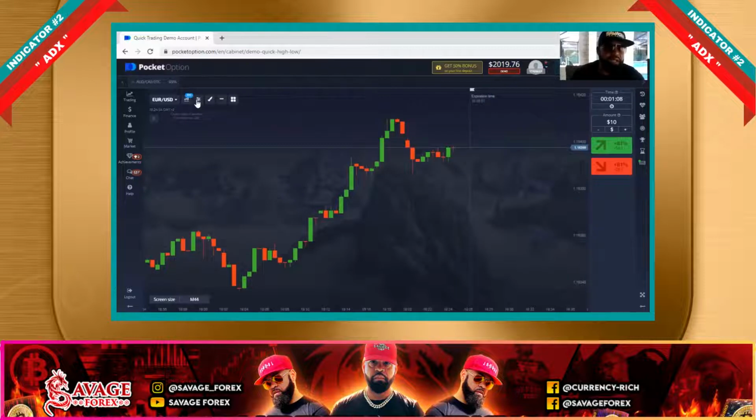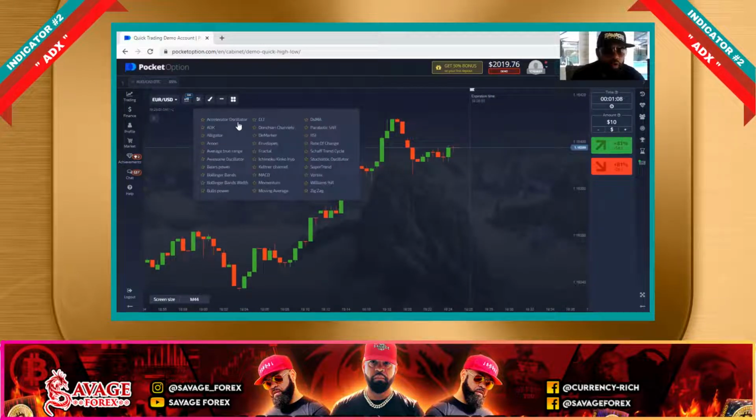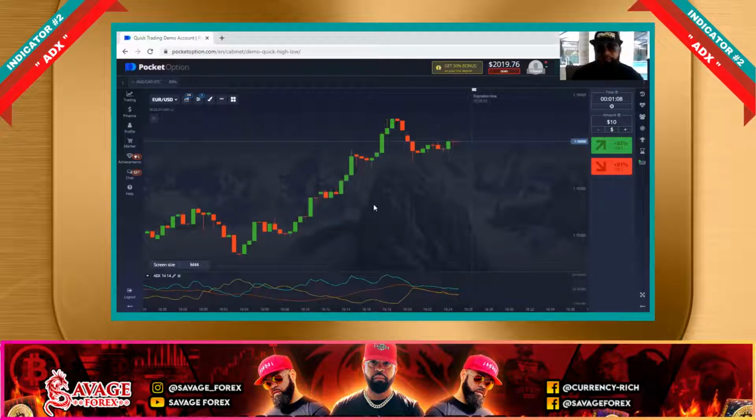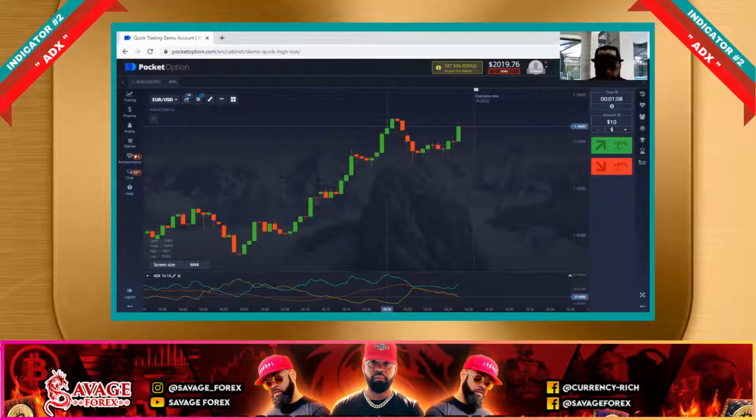So let's just pick any indicator. So before we pick the accelerator, oscillator, so we're just gonna go with ADX. I don't even know what half of these things are. It really doesn't matter. It just gives you a visual of price action. So let's see, let's analyze this real quick. See what we got here.